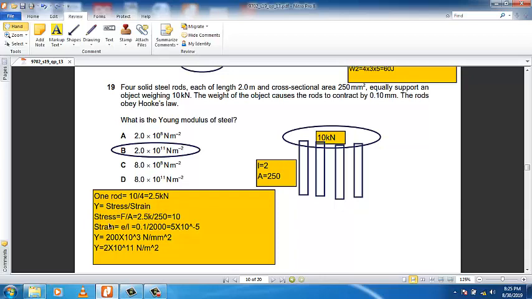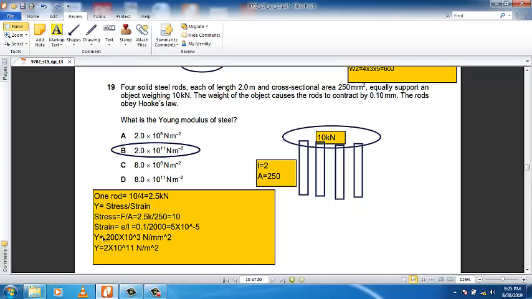So we know the stress. Stress is force over area. We know the force, which is 2.5 kN. We know the area, which is 250, so this becomes 10. For strain, it is extension over length. Extension we know is 0.1 and length we know is 2000. So this becomes 5 into 10 to the power negative 5.